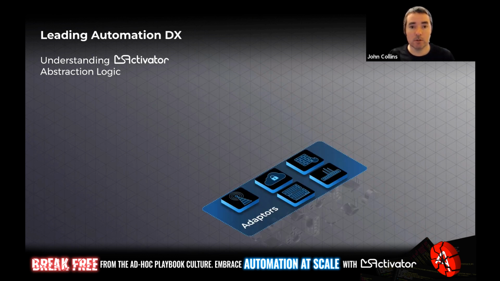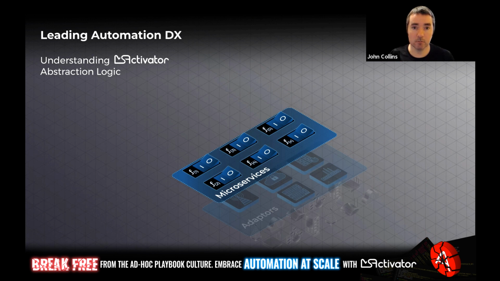The adapter library serves the purpose of making a network connection between MSActivator and the infrastructure that we're managing, using whatever protocols are supported natively by those parts of the infrastructure, so we don't have to leverage any agents. Once we have made that connection, we're then going to want to do something with it. Then we need to move to the second layer, which is the microservices library.